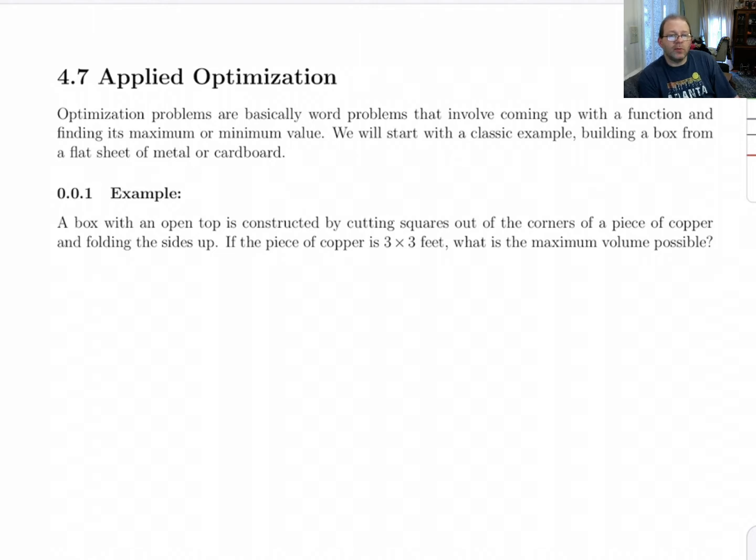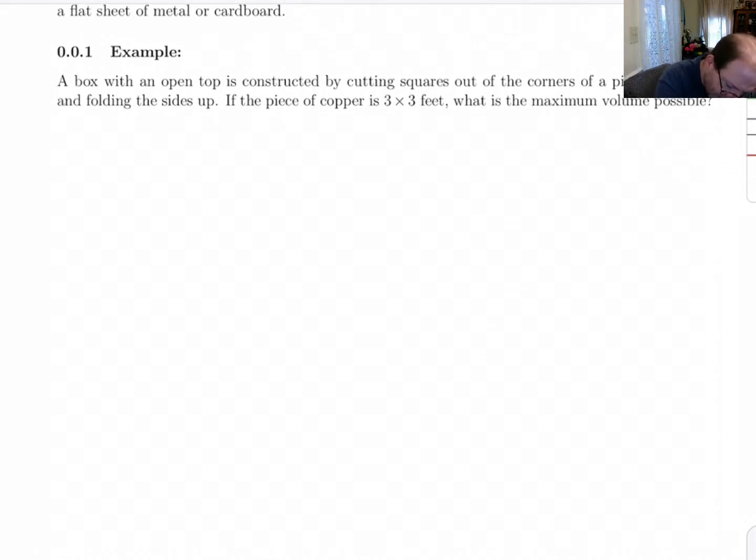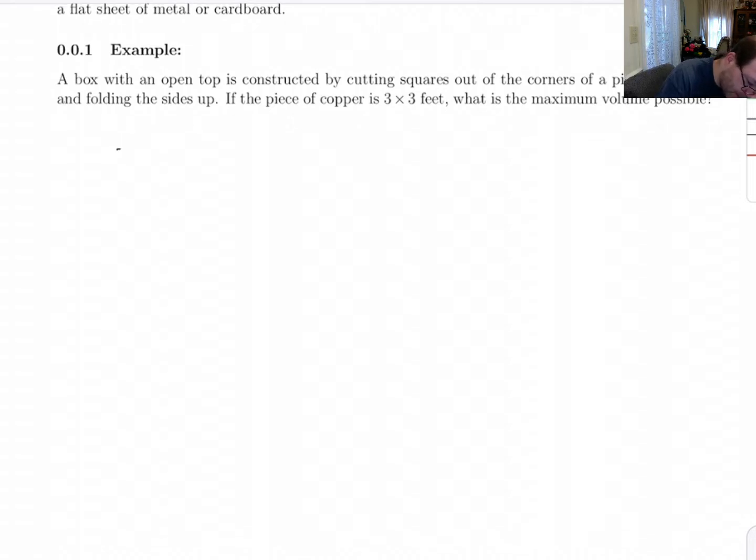And what we're going to start with is sort of a classic example where you build a box by taking a flat sheet of metal or cardboard and you cut the corners out and build a box out of it. This is a classic problem. Pretty much any calculus book you find will have some version of this in it. So let's look at this. A box with an open top is to be constructed by cutting squares out of the corners of a piece of copper and folding the sides up.